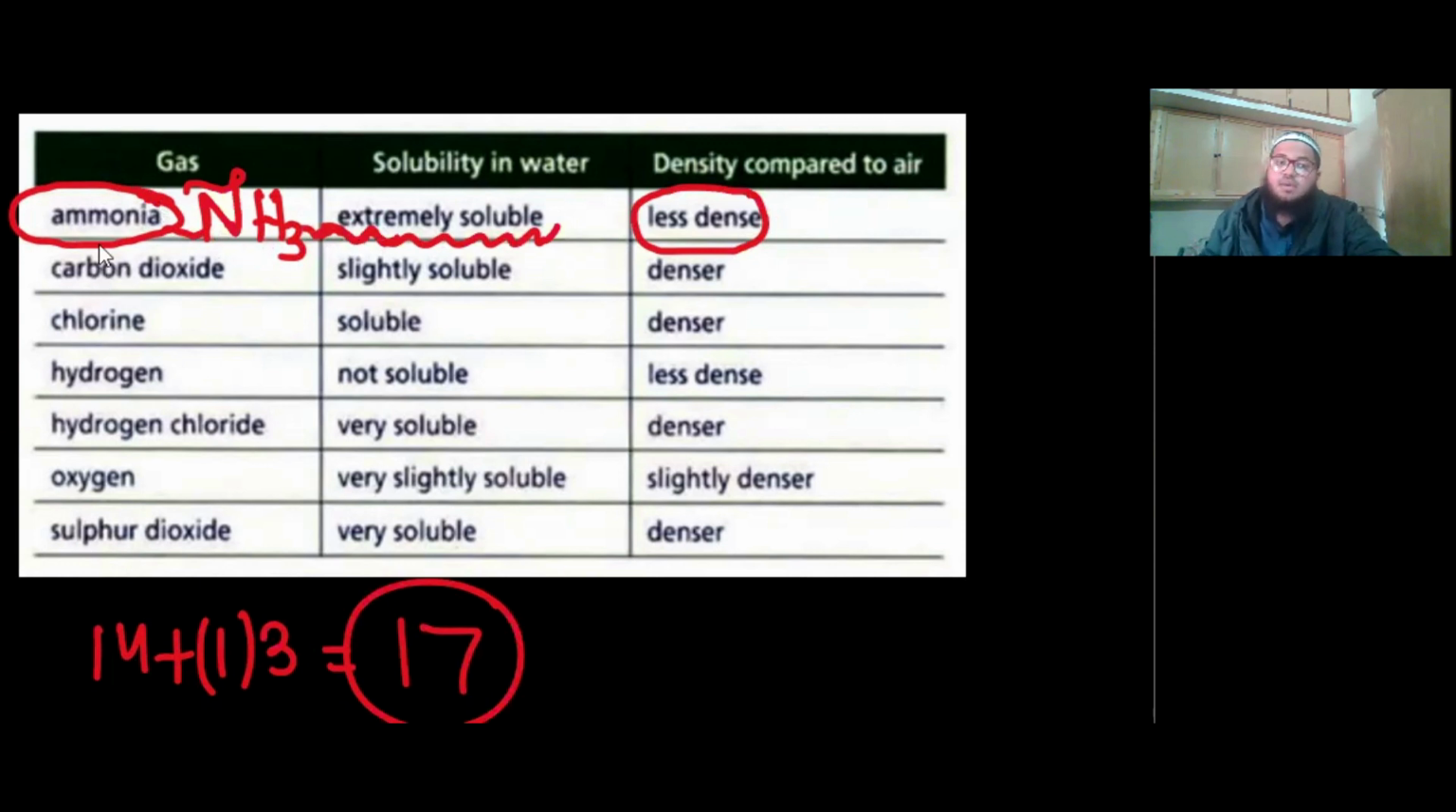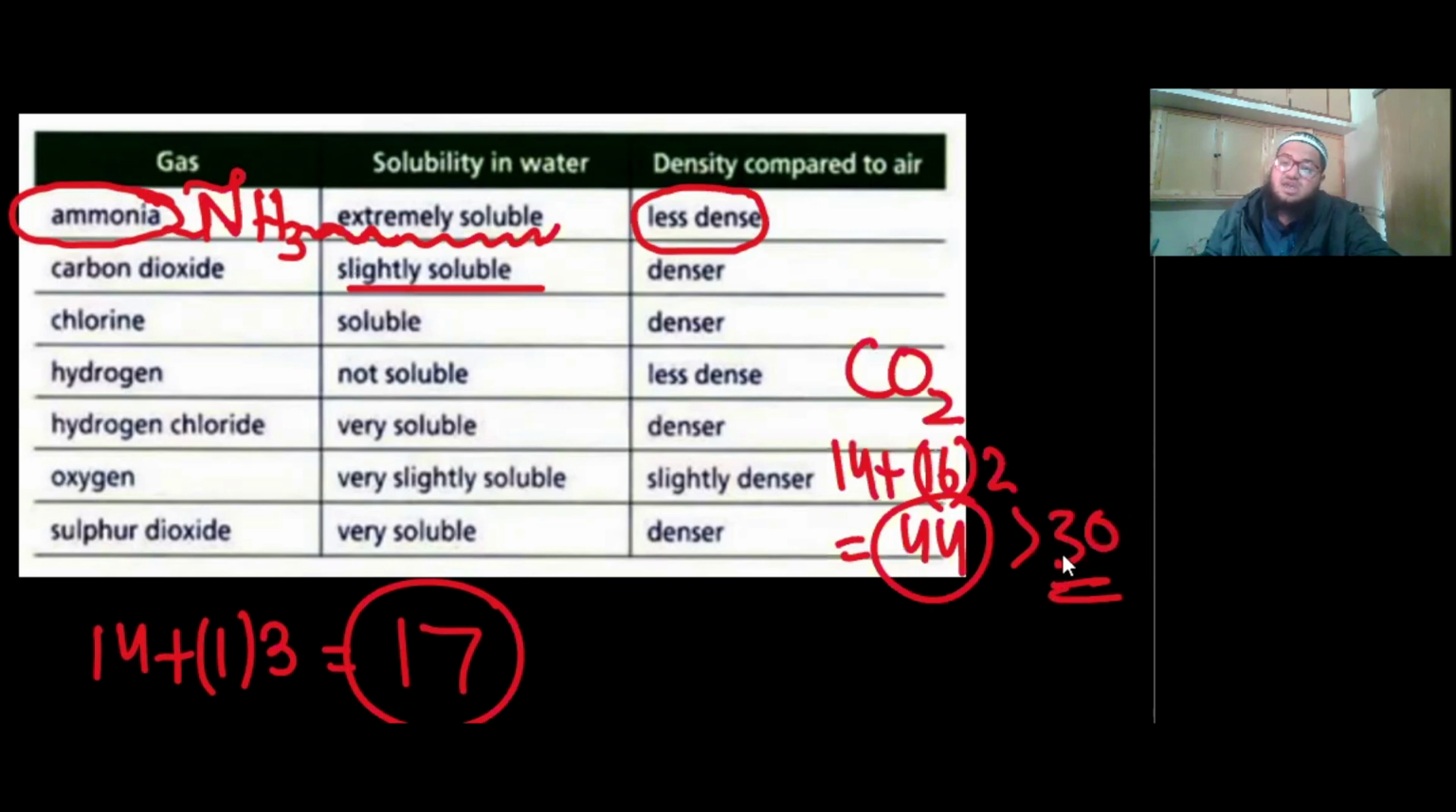Then carbon dioxide. What about carbon dioxide? It is slightly soluble in water, but what about its molecular mass? Well, the formula for carbon dioxide is CO2. The mass of carbon is 14, the mass of oxygen is 16, and there are 2 oxygen atoms, multiplied by 2. It turns out to be 44, and 44 is more than 30, right? 30 is our standard, and it is more than 30, then that means it is denser than air, and yes, it is.